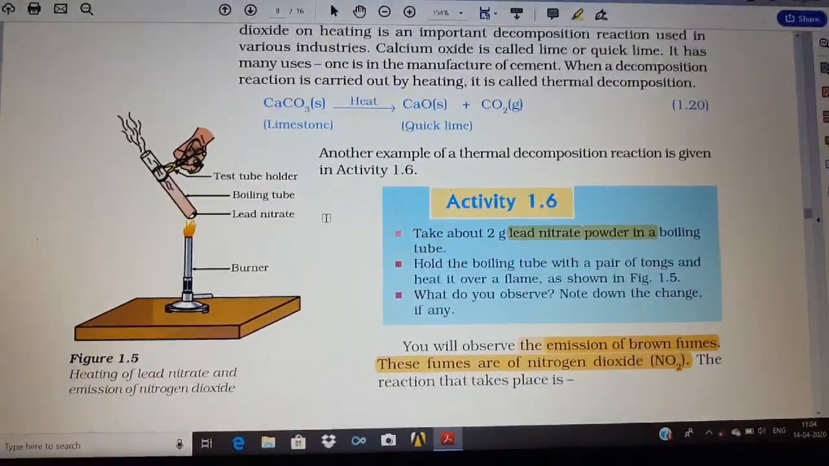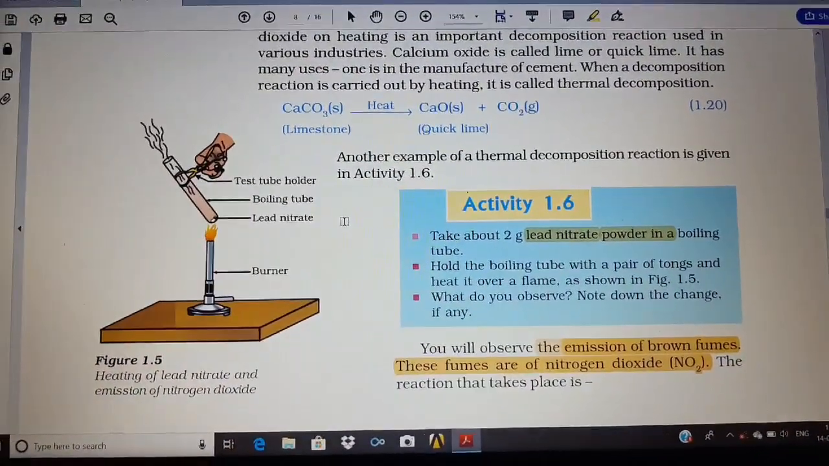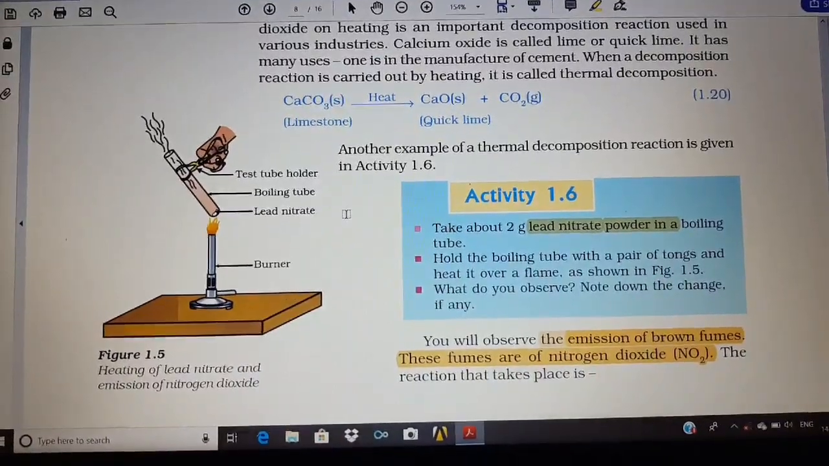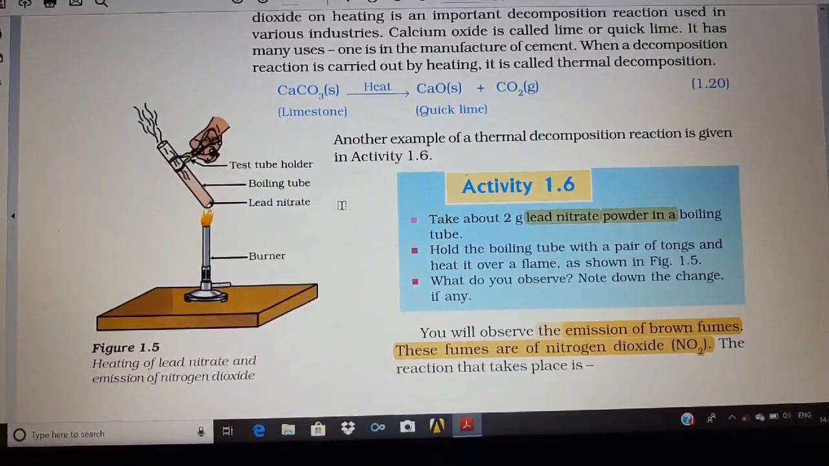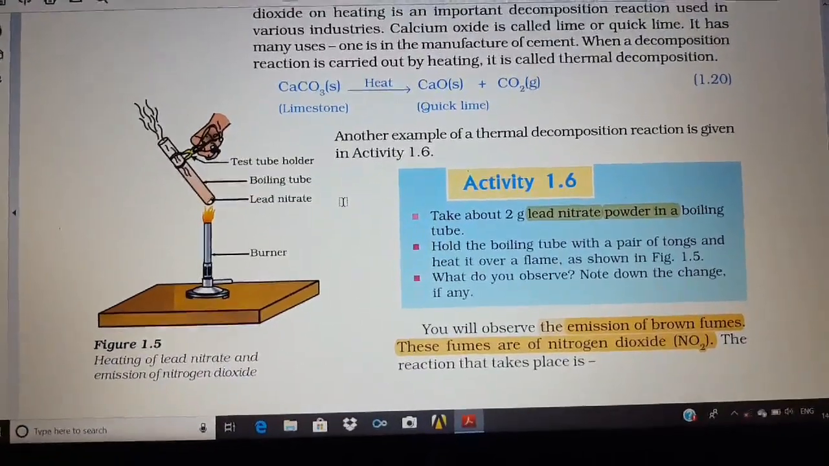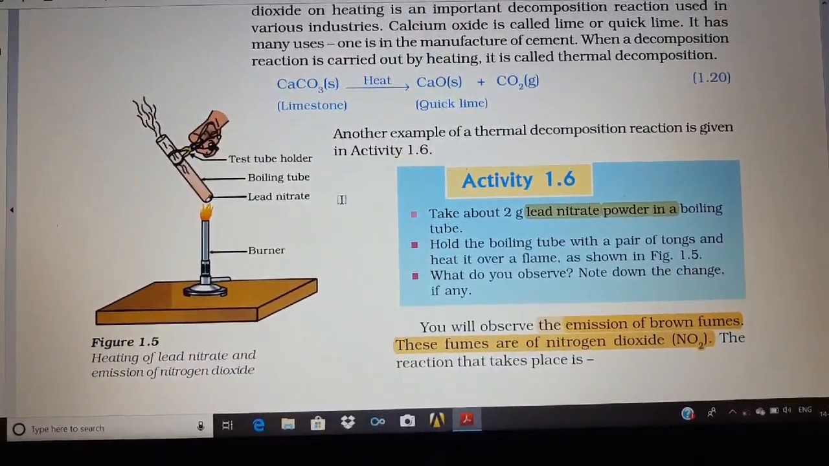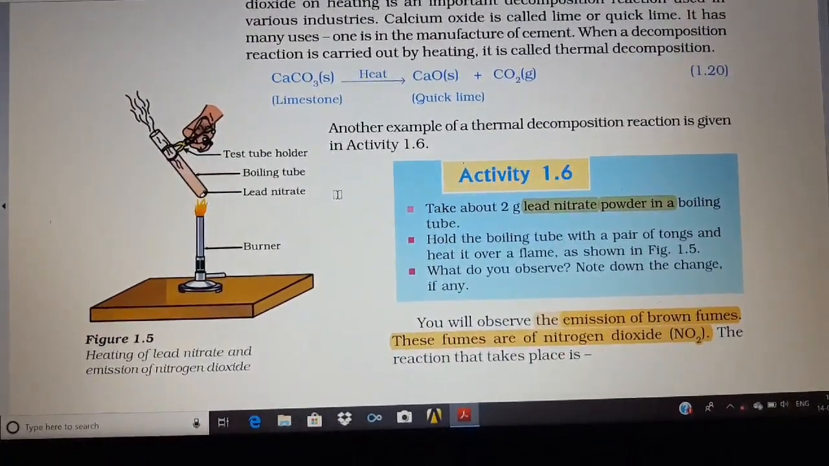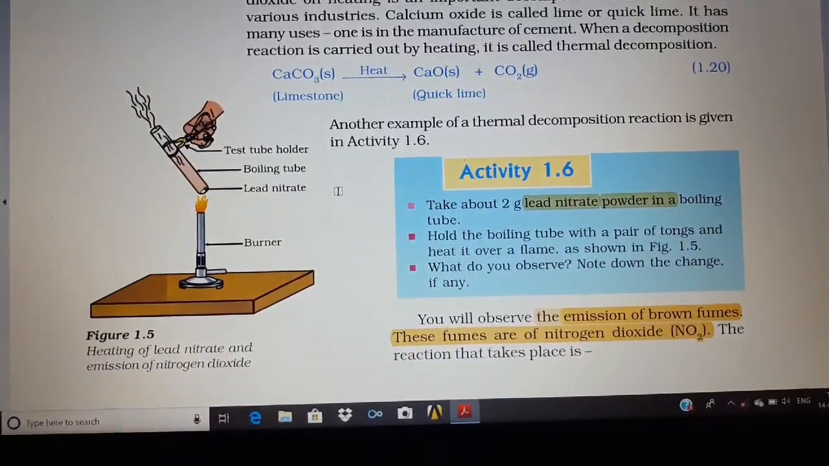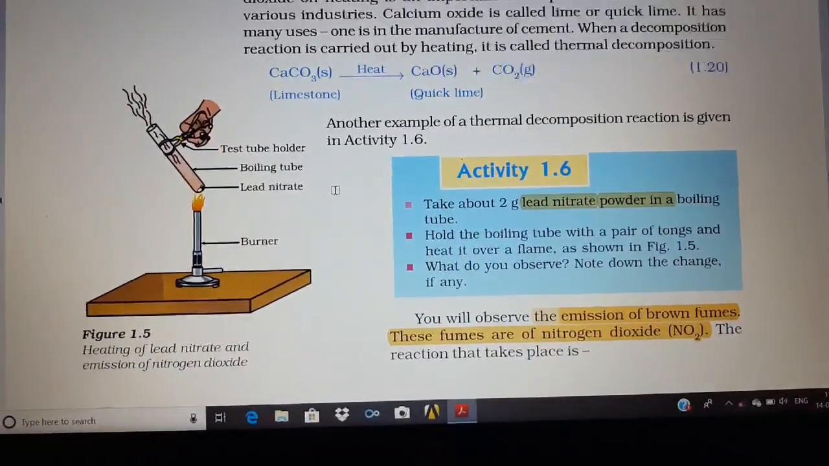In the previous video we were discussing different examples of decomposition reactions, and in this video we will continue with some more examples. In the last video we discussed the decomposition of calcium carbonate, that is limestone, or in other words, you can say the same formula is also that of marble.